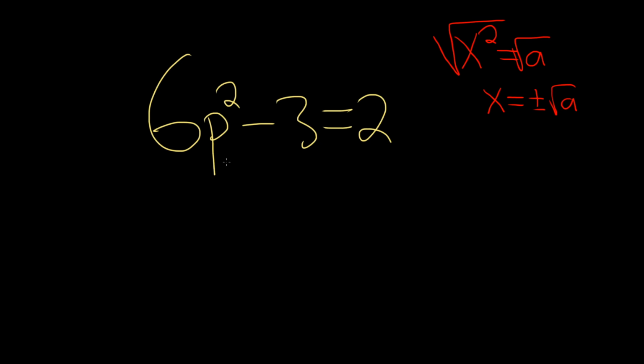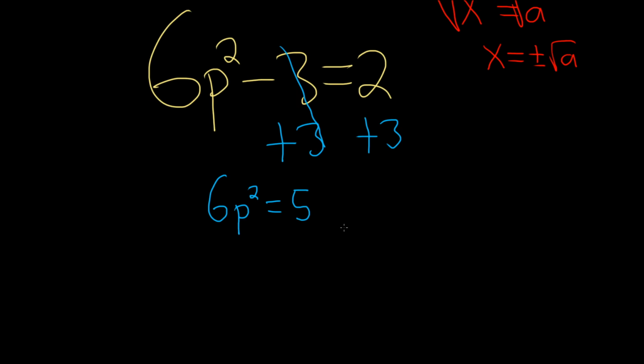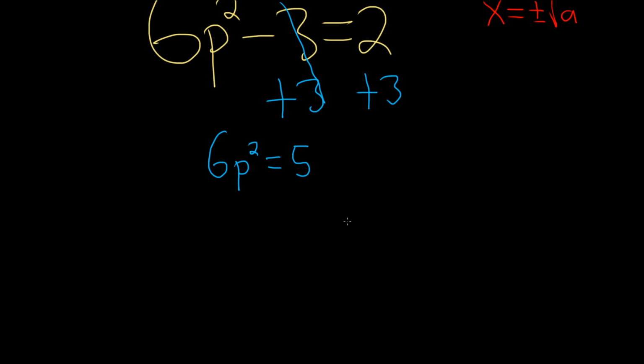So in this problem here, it's not x, it's p. So we'll start by solving for p squared. To do that, maybe a good first step would be to add 3 to both sides. So plus 3, plus 3. This leaves us with 6p squared equal to 5. All right, and I guess now we can divide both sides by 6. This leaves us with p squared equals 5 over 6.